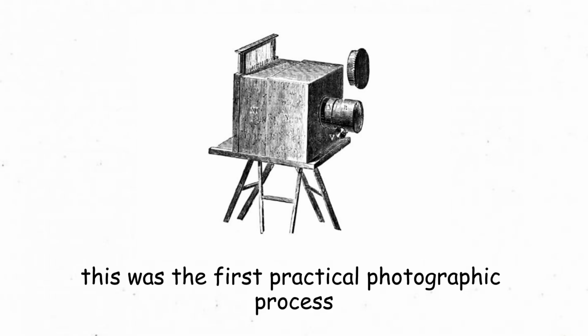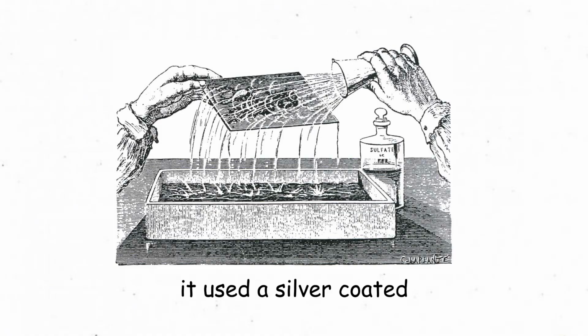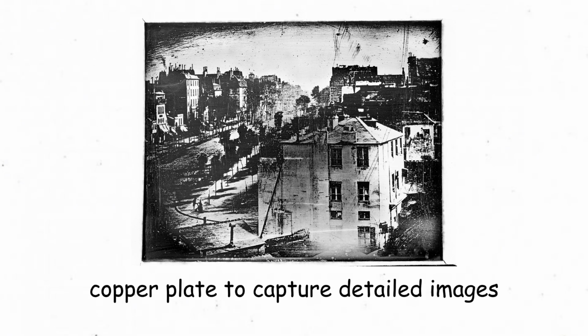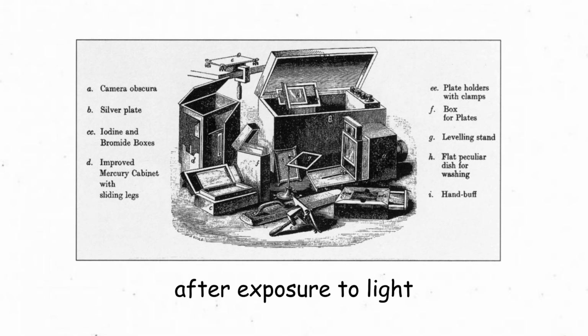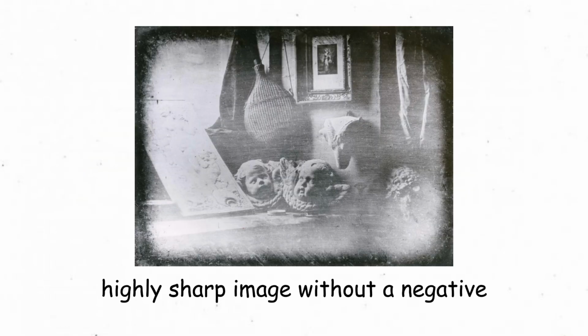Daguerreotype. This was the first practical photographic process, invented in 1839 by Louis Daguerre in France. It used a silver-coated copper plate to capture detailed images after exposure to light. What makes it unique is that it produced a single, highly sharp image without a negative.